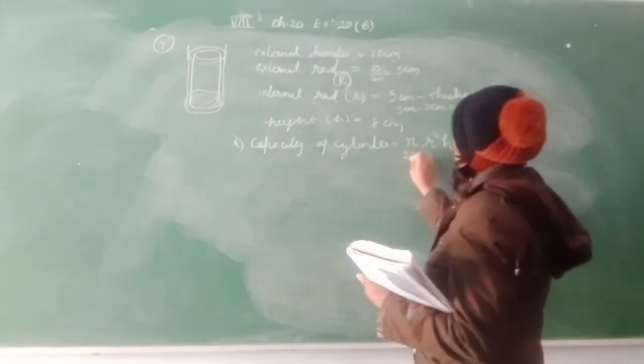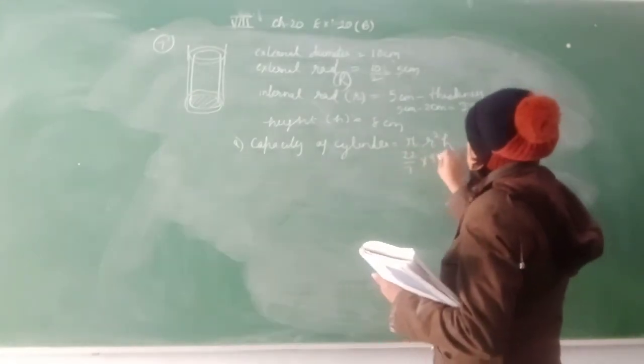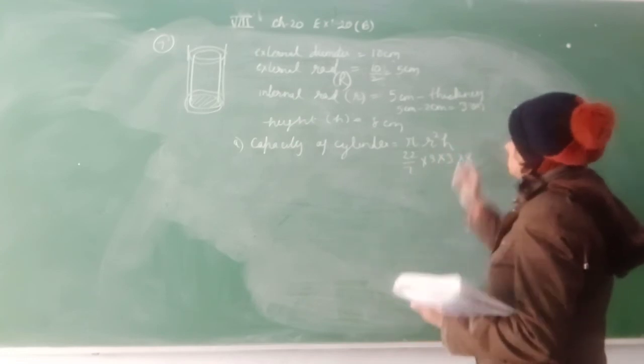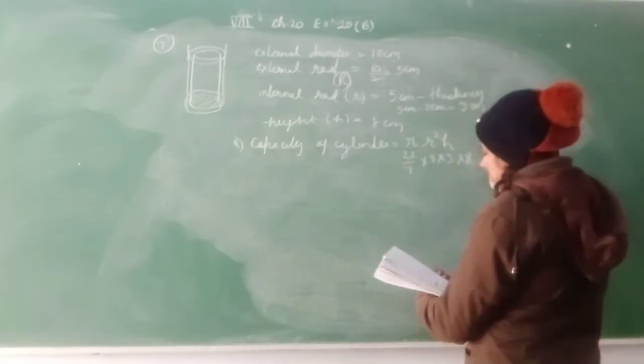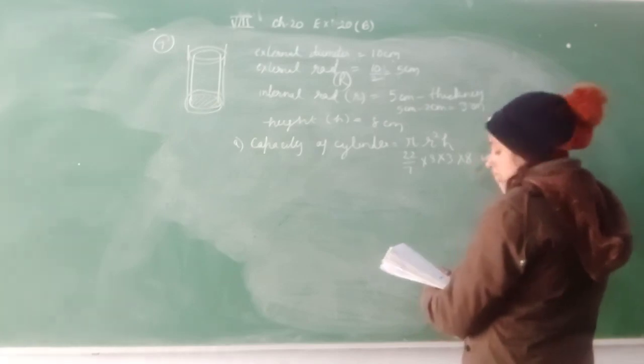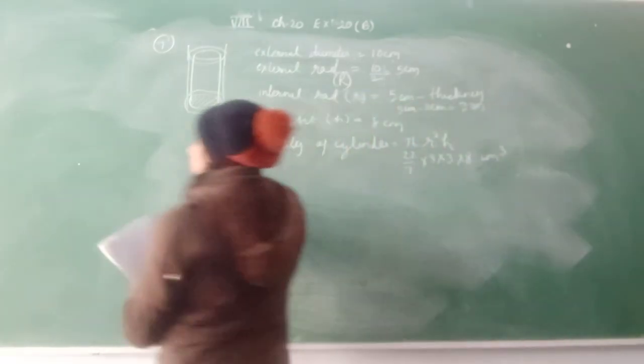So that is 22 by 7. Your internal radius is 3 centimeter and height is 8. So multiply this number and get your answer in centimeter cube. And how will you get the volume of the cylinder?